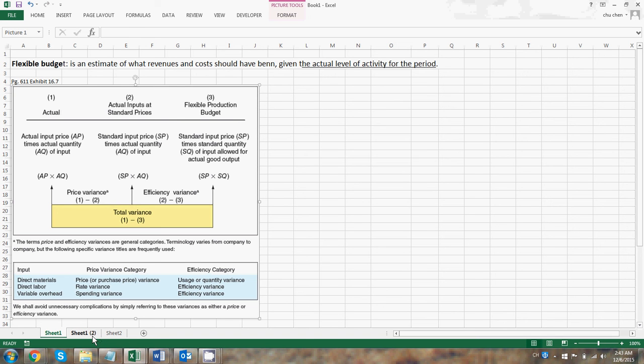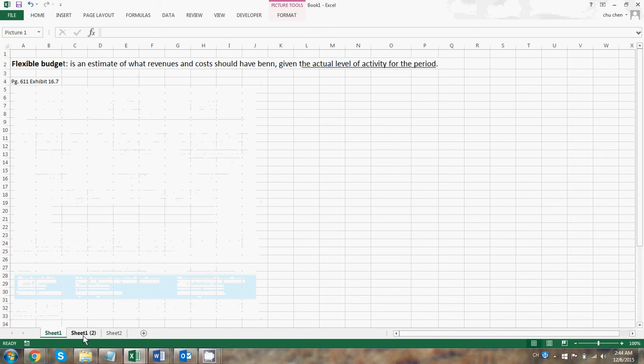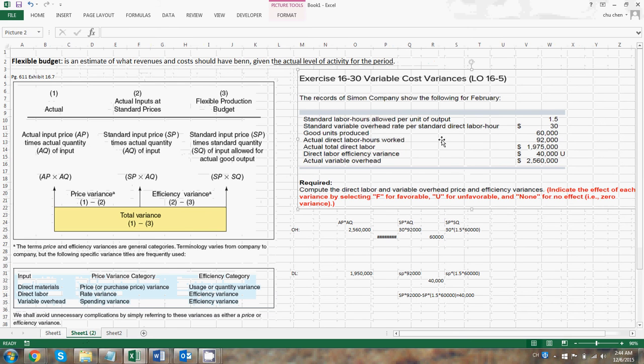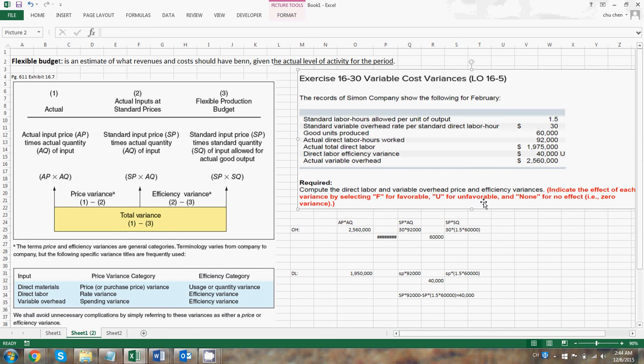Let's use an example to show you how to understand input and output. This one is actually one of the homework questions I gave you folks. This question asks us to calculate the direct labor and variable overhead price and efficiency variance. Let's take a look at the overhead price and efficiency variance.